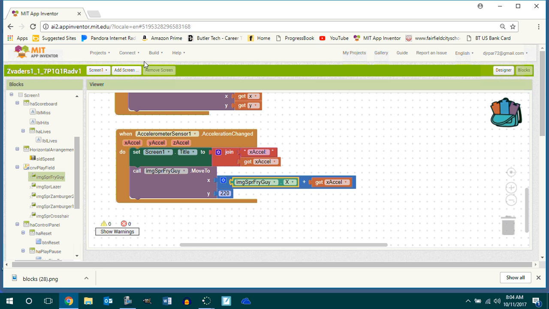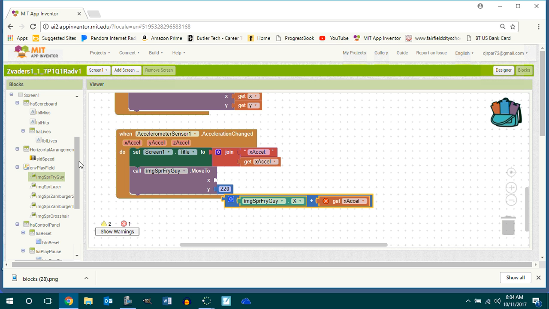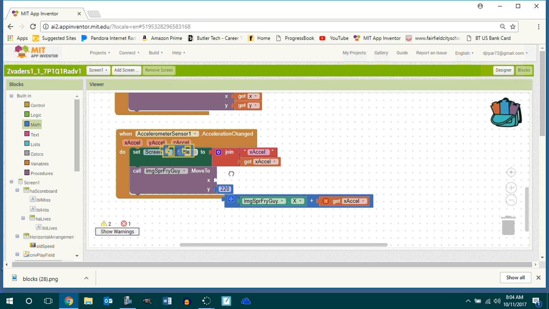I think it's opposite. If I tilt left, it goes right. If I tilt right, it goes left. So how could I change that? Yeah, you could subtract. You just simply do a subtraction here. Very good, Dakota.